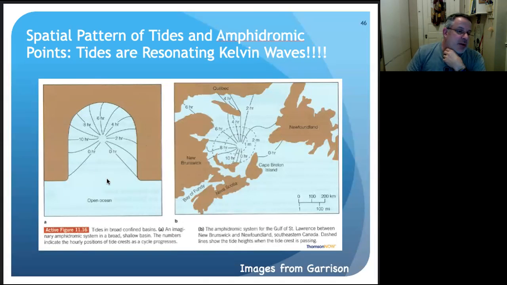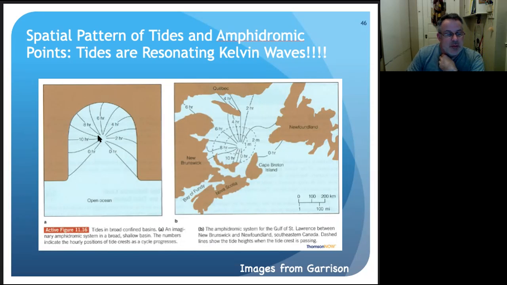So now we go back to those amphidromic points about the tides, and notice that they're always propagating with the coastline on their right. This is the Bay of Fundy. This is just an idealized domain. 1 hour, 2, 4 hour, 6, 8, 12, 10, 0. Propagating around and around like this is a sign that these really are Kelvin waves that are propagating.